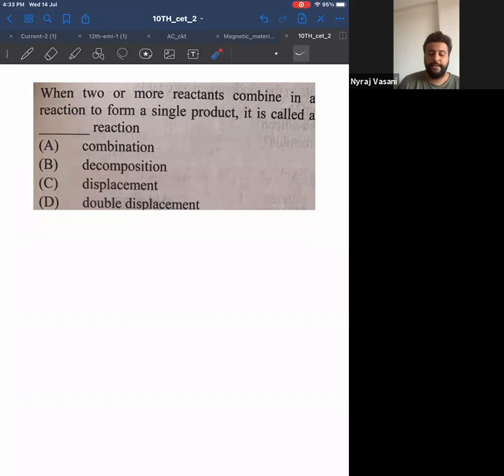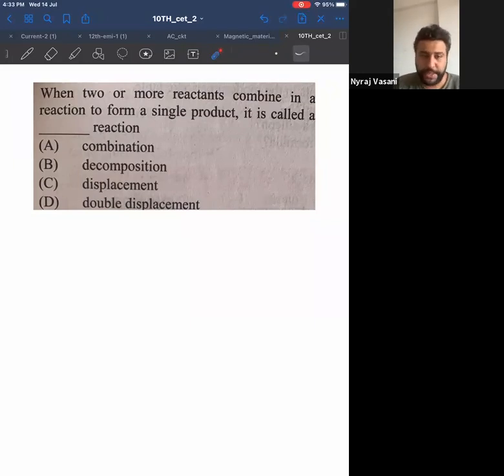When two or more reactants combine in a reaction to form a single product, it is called. Now the trick is, you know the answer, very good. But do you know all the options? Do you know what is a combination reaction? What is a decomposition reaction? What is a displacement reaction? And what is a double displacement reaction? Very important to know the definition of all. I'll give you one line for each, which is there in the module as well. But before that, let me give you the answer for this.